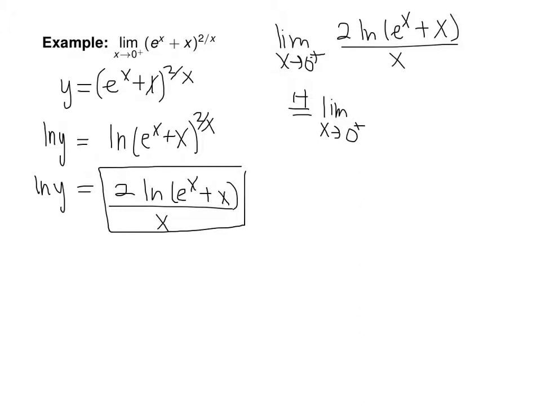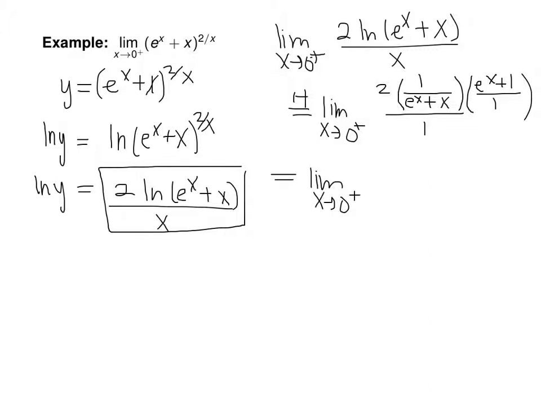Now the derivative of the denominator is just 1, and the numerator will be 2 times 1 over e^x + x, because of the chain rule, multiplied by e^x + 1. That will be over 1. So we have the limit as x goes to 0 plus of 2 times (e^x + 1) over (e^x + x). And now when I input 0, in the numerator I get 4, in the denominator I get 1. So this limit is equal to 4.